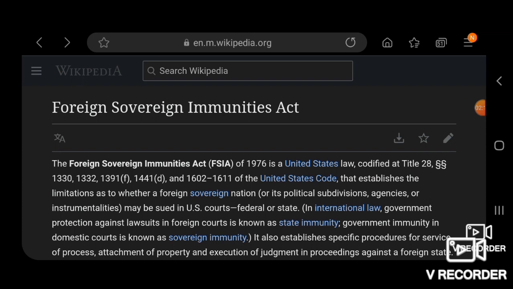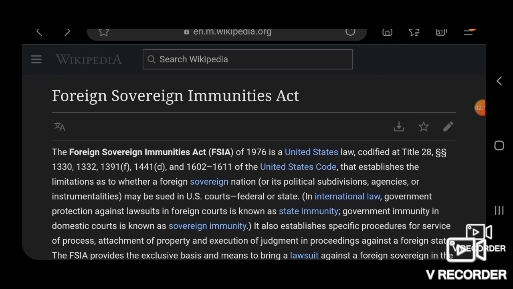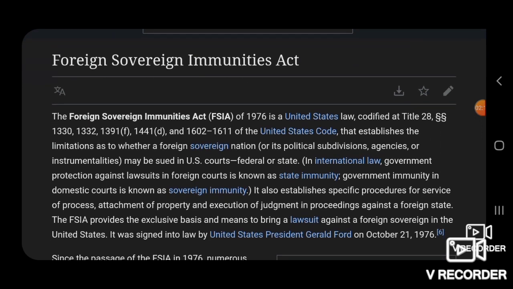Foreign Sovereign Immunities Act. The Foreign Sovereign Immunities Act of 1976 is a United States law codified at Title 28, Sections 1330, 1332, 1391(f), 1441(d), and 1602 to 1611 of the United States Code that establishes the limitations as to whether a foreign sovereign nation or its political subdivisions, agencies, or instrumentalities may be sued in U.S. courts, federal or state. In international law, government protection against lawsuits in foreign courts is known as state immunity. Government immunity in domestic courts is known as sovereign immunity.